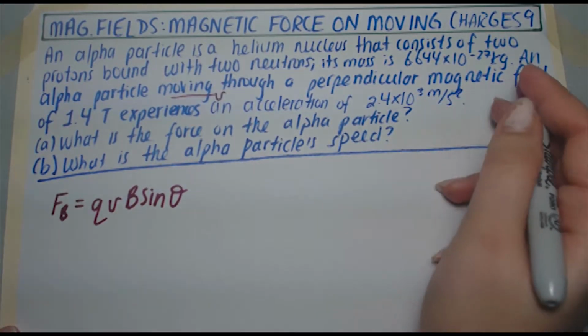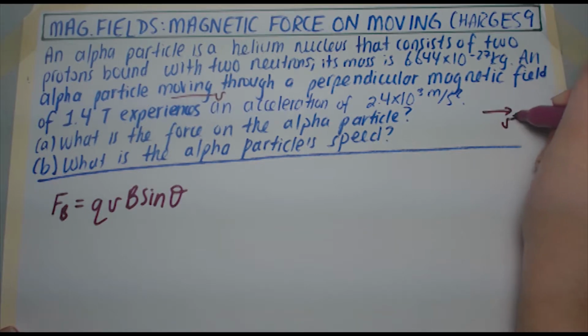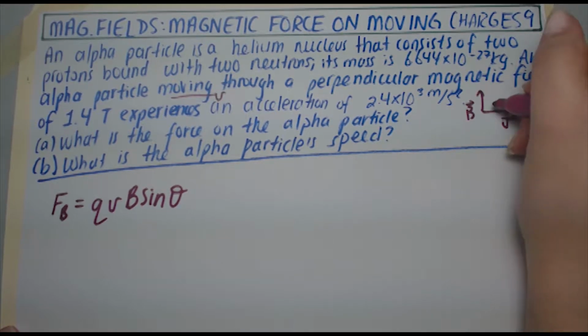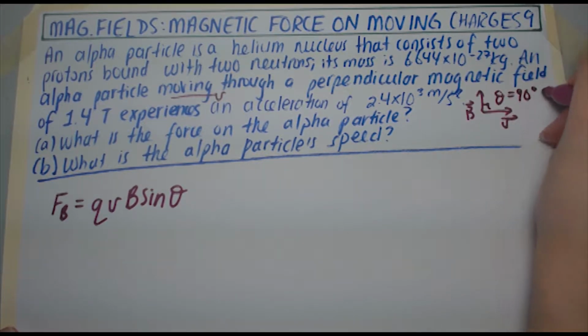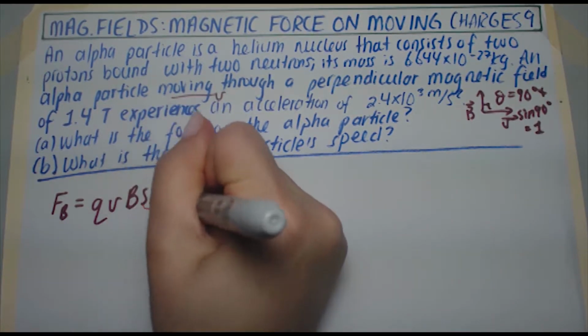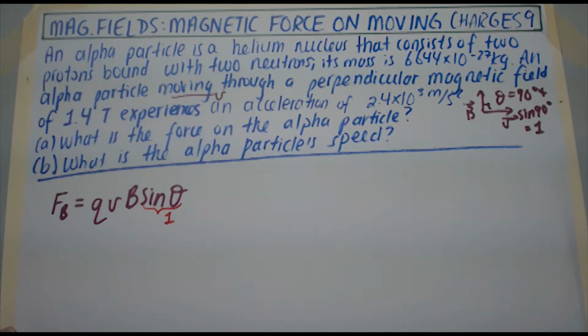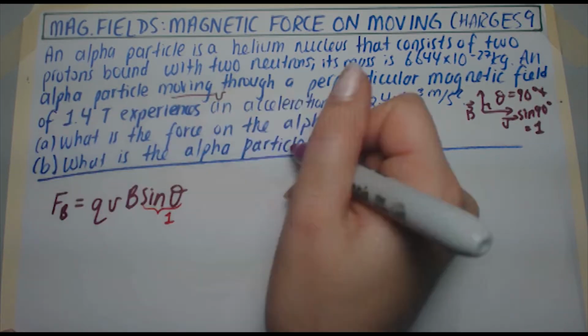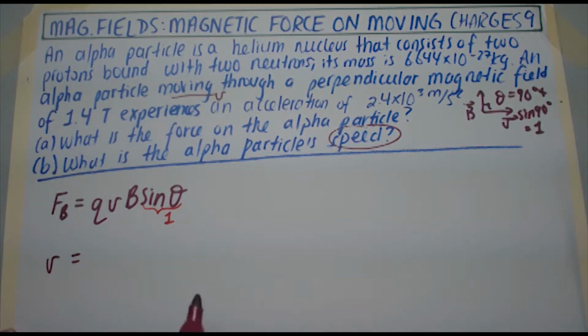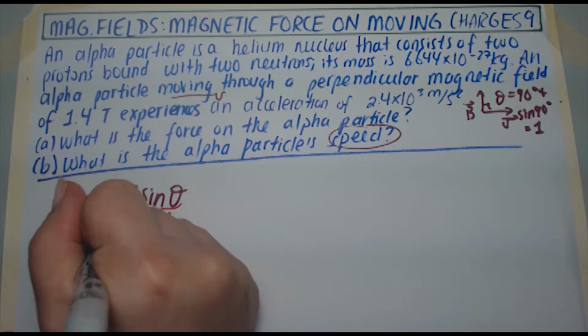That means the velocity and the magnetic field are at right angles to each other, right? So that means theta is equal to 90 degrees, and we know in the formula we're taking the sine of theta. Sine of 90 is equal to 1. Okay, so that's your maximum magnetic force there. Now, the question in part B is asking us for the speed. So rearranging this formula for speed, divide left and right side by QB. So it becomes FB over QB. So this doesn't seem so bad, right?